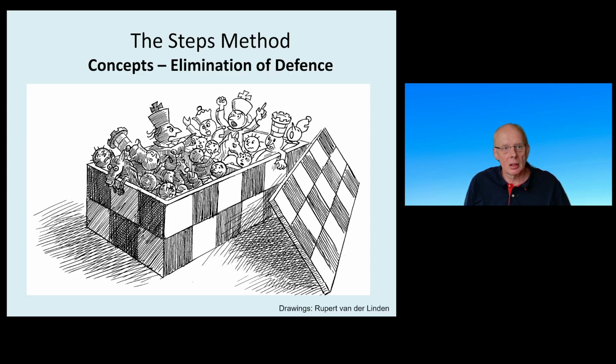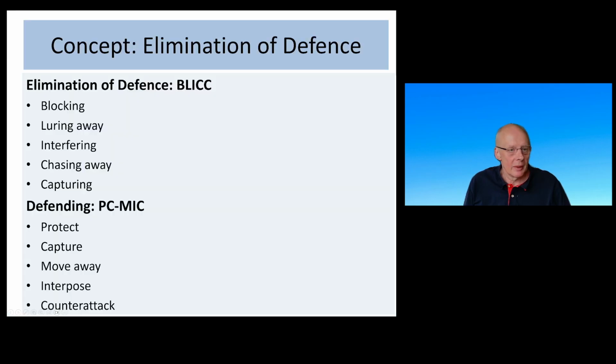Today I'm going to discuss elimination of defense. In the second video we discussed defense, and this time I'm going to discuss the other side of the coin, elimination of defense. So there is already an attack, but there's a defender or something else, an escape square for the king, preventing the attack from being successful.